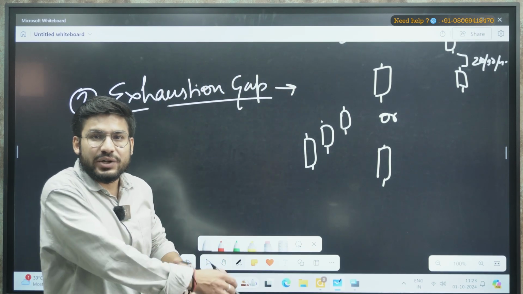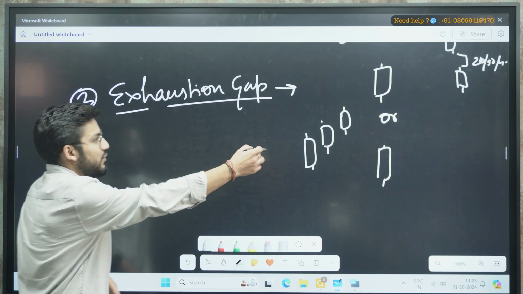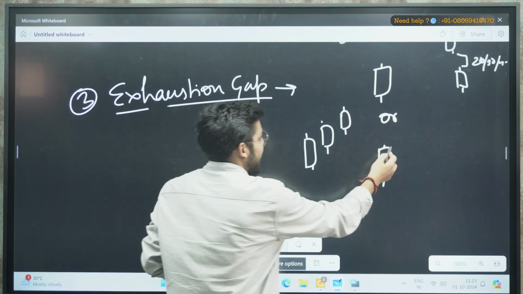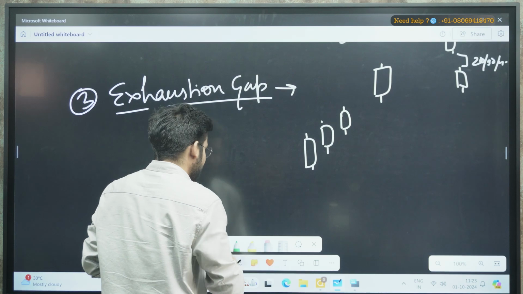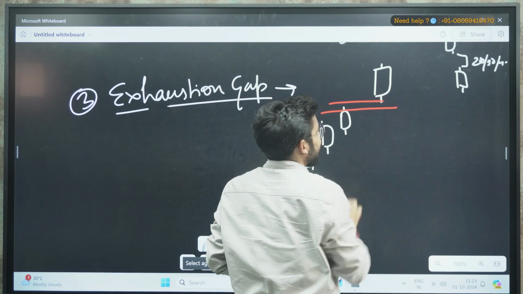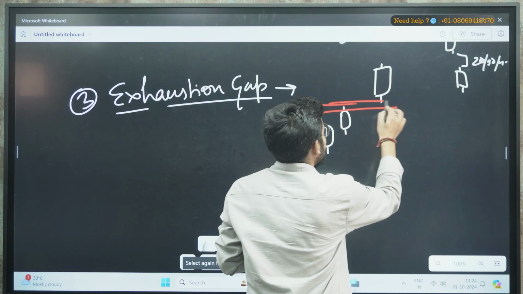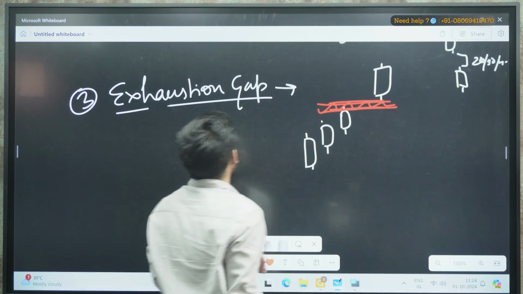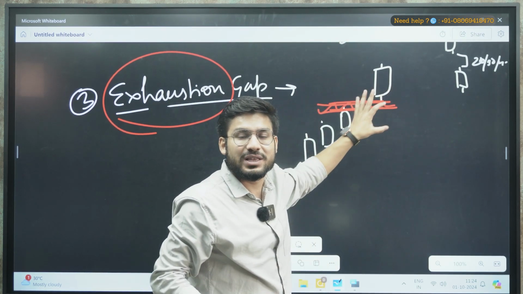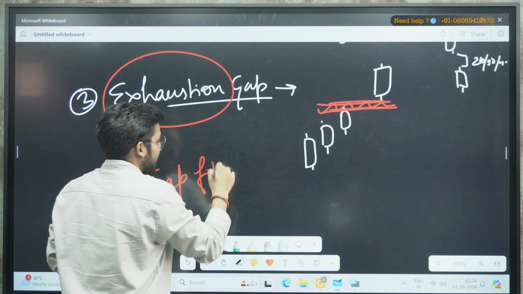Now how can you trade with the exhaustion gap? There is a trick. For suppose your market was going like this and then there is a gap up in the market. So let me remove this candle, and then there is a gap up in the market. How can you trade this? For example, this was the gap that has been created, and the very next day your candle opened here. Now this is called the gap, and this gap is your exhaustion gap. Your market will always come back to fill this gap and that is known as gap filling.